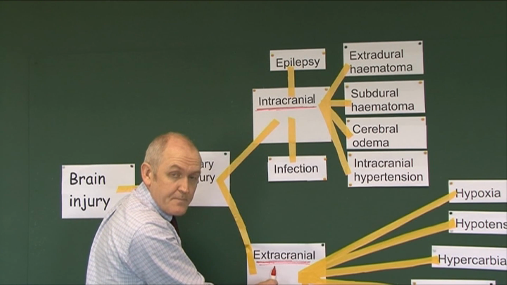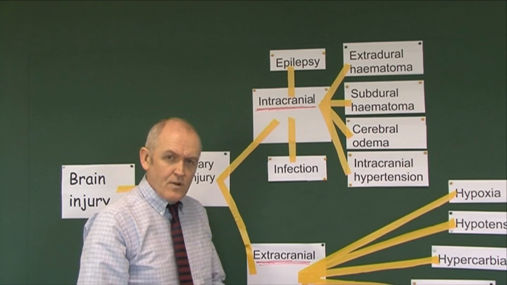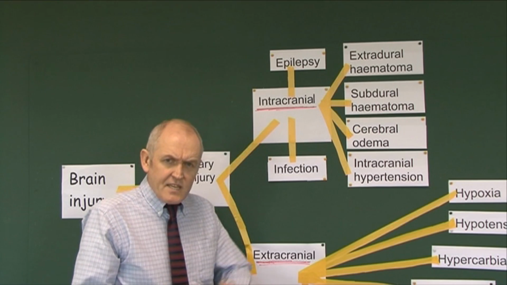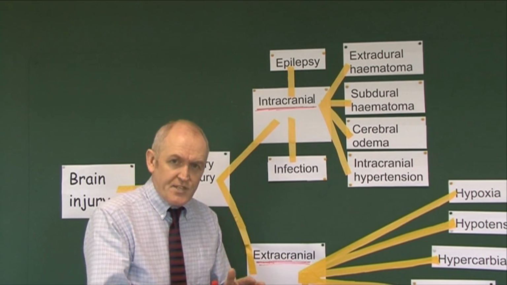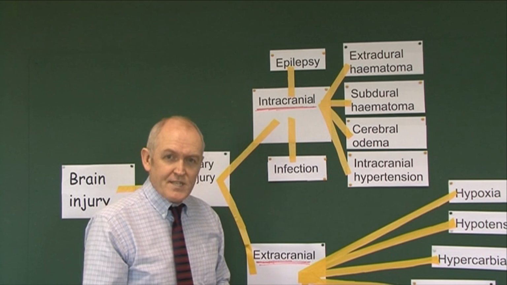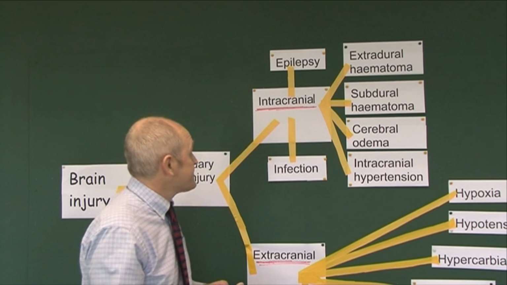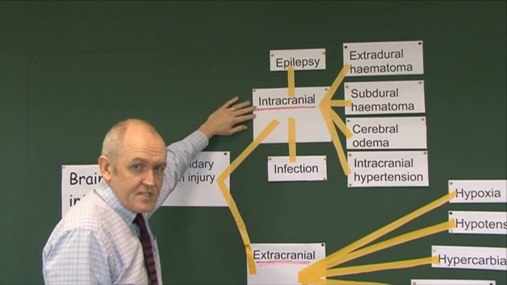the cranial cavity. So first of all, let's think about the intracranial lesions that can lead to secondary brain injury. What is it that can go wrong within the vault of the skull after the initial head injury, which can lead to subsequent further brain damage, brain injury? Well, what I've done here is I've divided it into different categories.